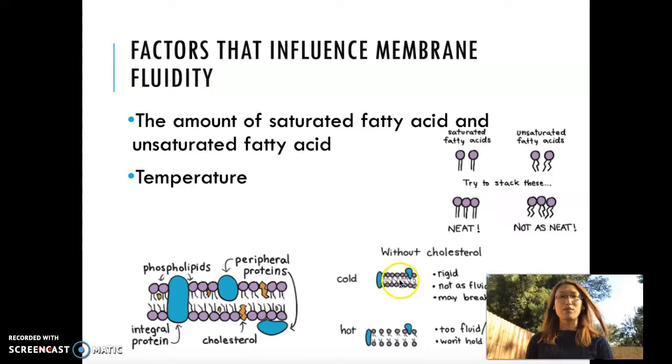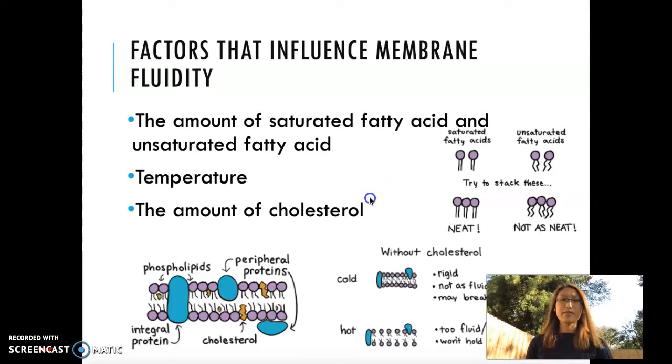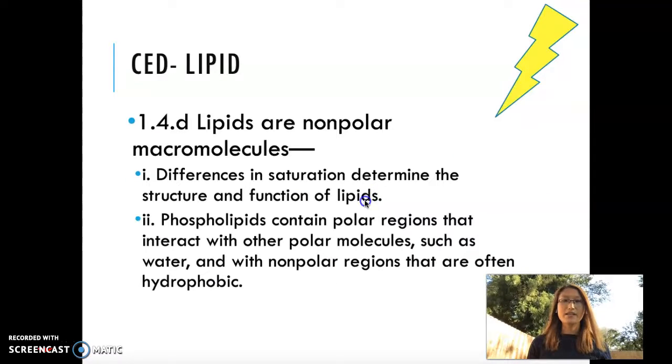Temperature: cold temperature decreases membrane fluidity. Hot temperature increases membrane fluidity. The amount of cholesterol: the more cholesterol you have, your membrane fluidity will just be at the right amount, right? If you have a lot of cholesterol, the membrane fluidity will probably increase as well. All right, anything else?